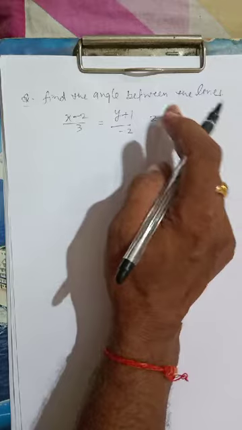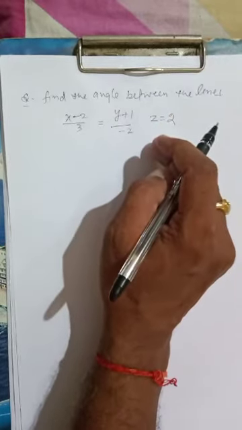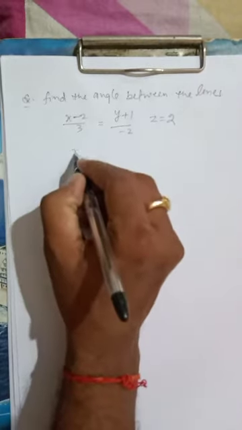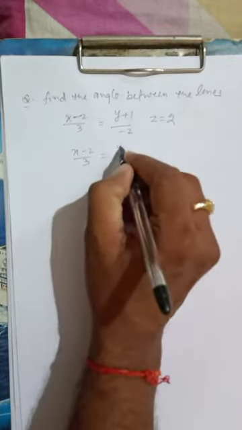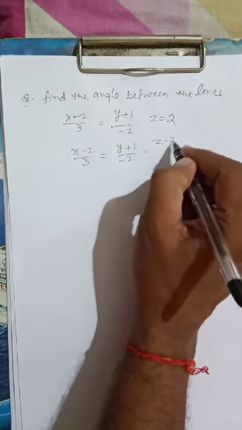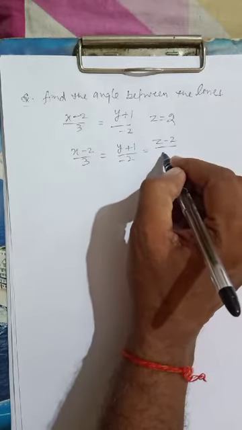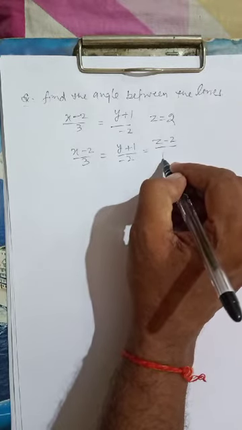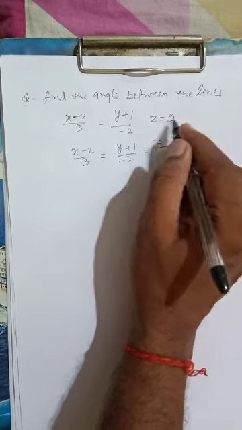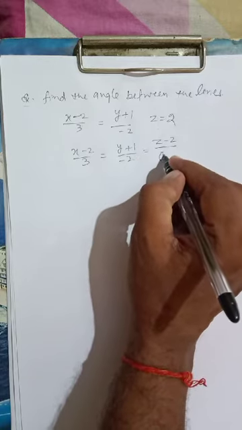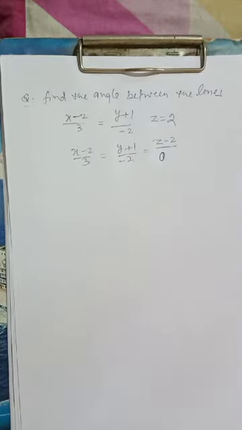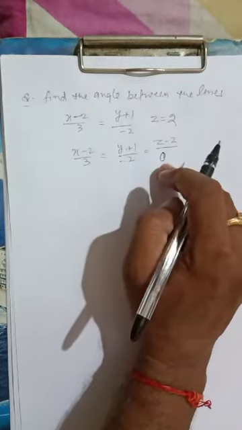So initially you write this equation in symmetric form. So I write it like (x minus 2) upon 3 is equal to (y plus 1) upon minus 2, and this is equal to (z minus 2) upon, because z minus 2 in denominator nothing is there, then you write it z minus 2 upon 0. Because z minus 2 gives you 0, so it is (z minus 2) upon 0.